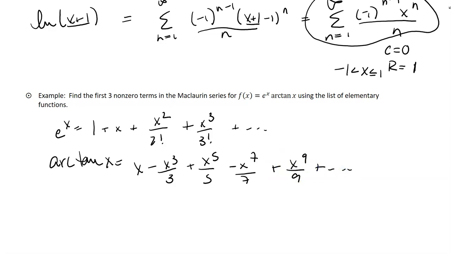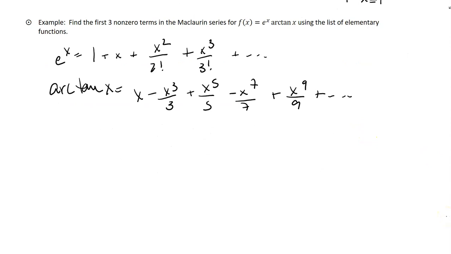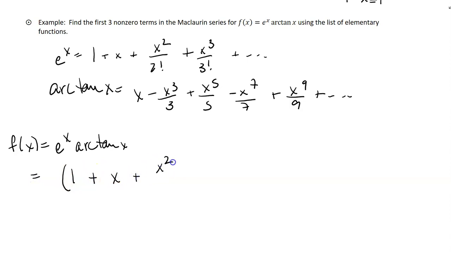And so this one ends up being the sum of negative 1 to the n times x to the 2n plus 1 over 2n plus 1. So with this one, it just says to find the first three non-zero terms. So f of x, which is e to the x arctan of x, I could take these two series and multiply them.